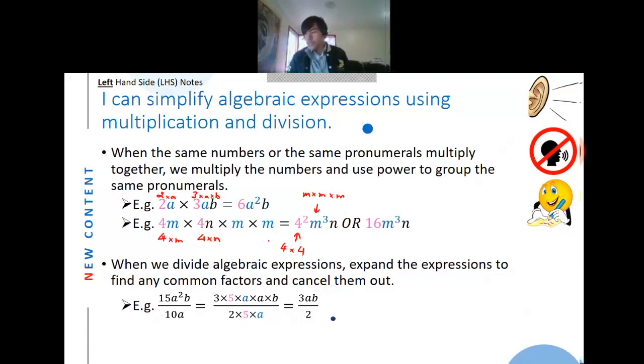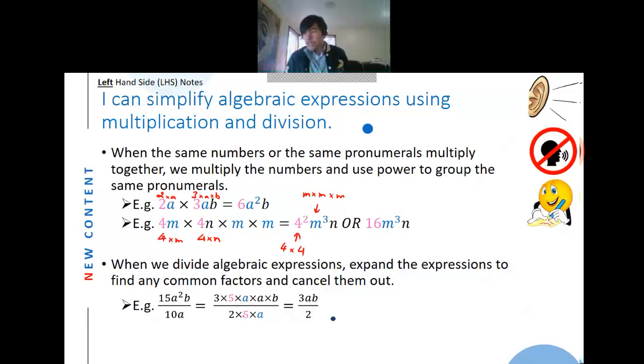Now, moving on to division. When we divide algebraic expressions, what you need to do first is expand the expressions, then try to find any common factors, and then cancel them out. Here we've got 15a squared b at the top over 10a at the bottom. We are going to expand the top and the bottom, or the numerator and the denominator.